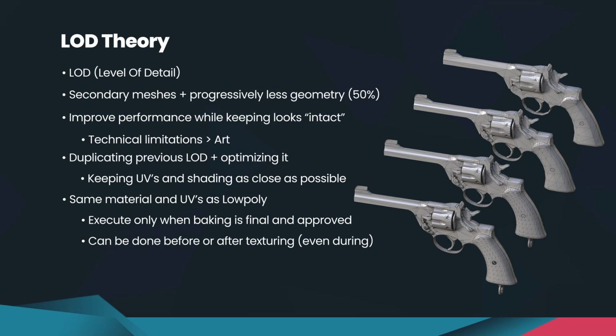LODs are secondary meshes attached to a main low poly, also known as LOD 0, each of which carries half the geometry of the previous one. LOD 1 would be 50% of LOD 0's tri count, and so on. Game engines replace the low poly with these progressively, and the further the in-game camera is, the higher the LOD level, until the mesh reaches the culling threshold and disappears completely. They are only executed once the bake is final.